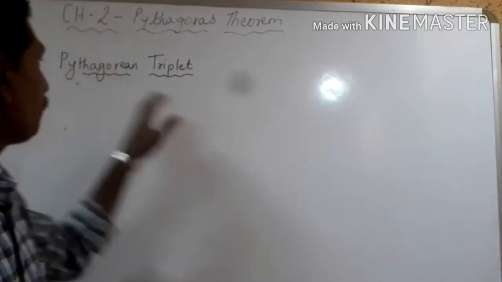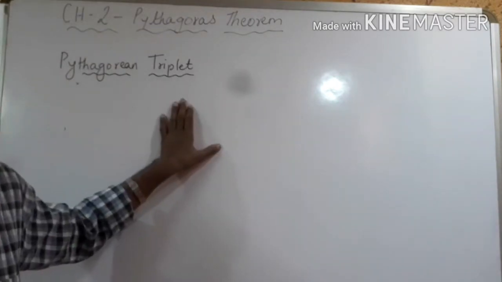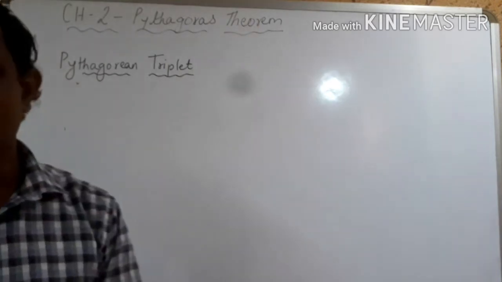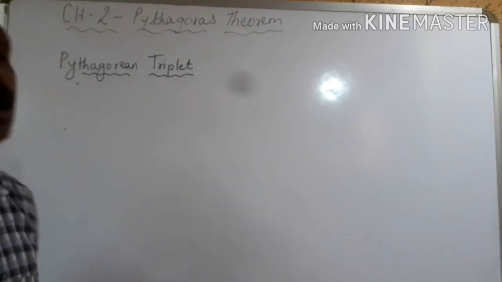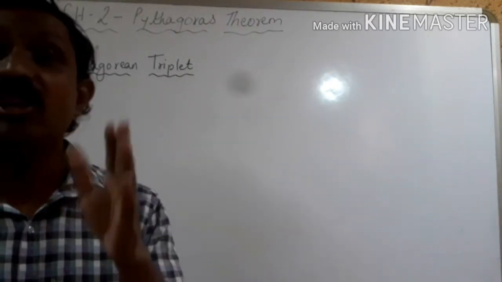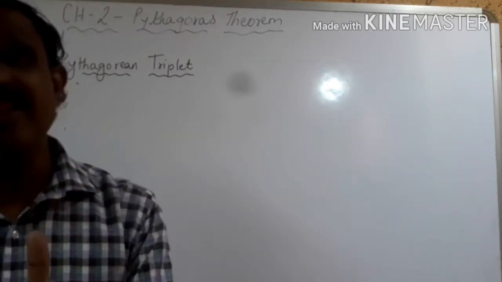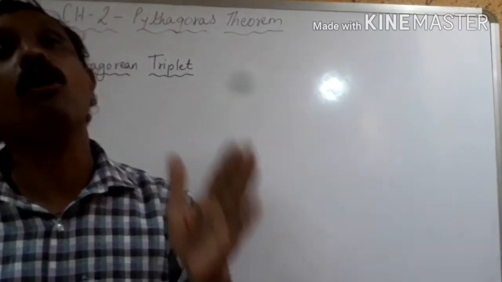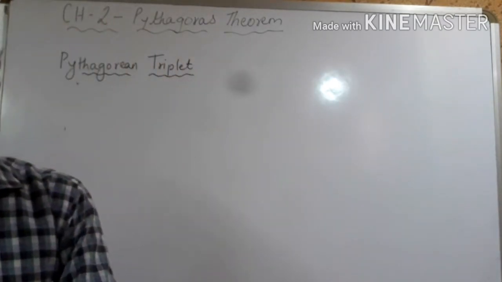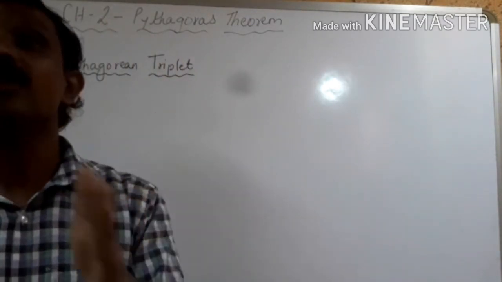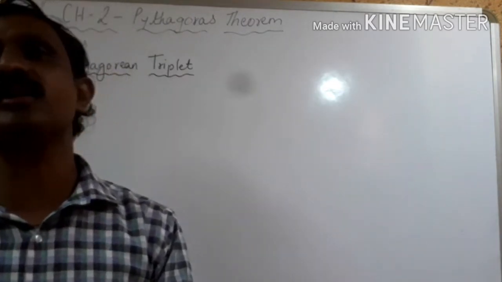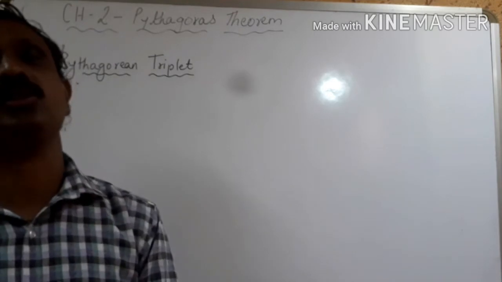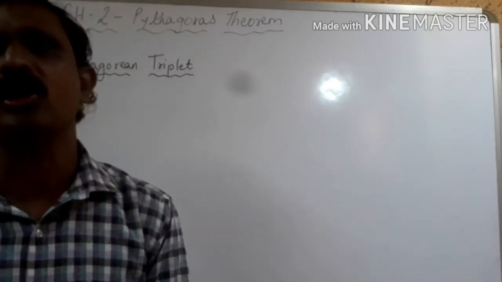Let us study Pythagorean triplet. What is a Pythagorean triplet? Just now we saw Pythagoras theorem. Now let us study Pythagorean triplet. In a triplet of natural numbers, if the square of the largest number is equal to the sum of the squares of the remaining two numbers, then the triplet is called a Pythagorean triplet.